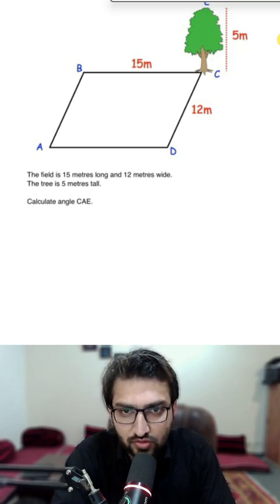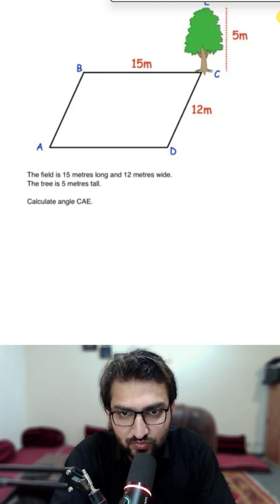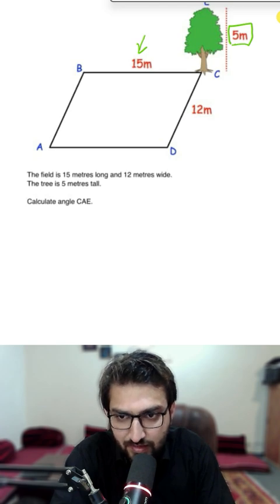Okay, so we will solve this question today. Here you can see the height of the tree is given, which is 5 meters. And here we have a rectangle. The rectangle dimensions are, this side is 15 meters and this side is 12 meters. And we need to find out the angle CAE.